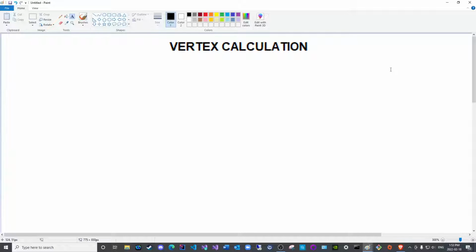I thought I would take a break from the Java tutorial and finish the videos that I have left for quadratic equations because it has been bothering me. So I thought I would take a break from Java for a bit. So we will start with vertex calculation today, inshallah.